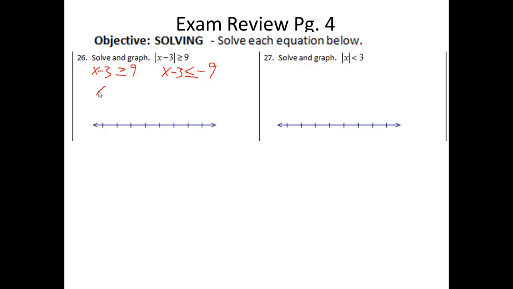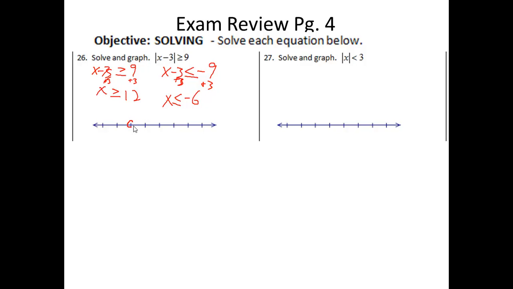So then we just solve for x on both sides by adding 3. It's going to cancel that out. So x is greater than or equal to 12, 9 plus 3. And then x is less than or equal to a negative 9 plus 3, which is a negative 6.